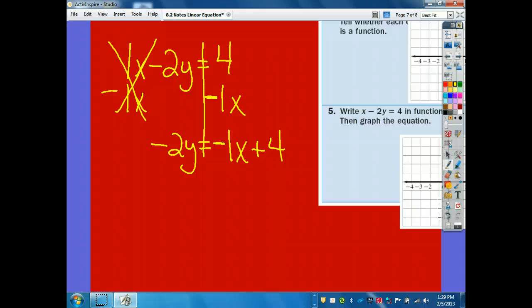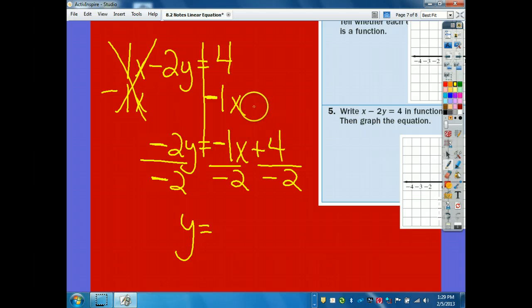Now what do I do? Divide everything by what? Everything by a negative 2? So what is negative 2 divided by a negative 2? 1. Sweet. Now we have our 1y or our y equals.